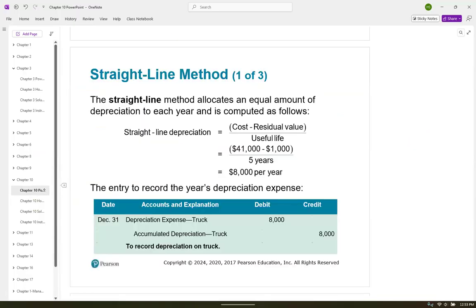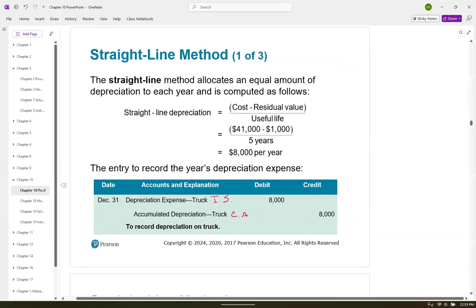So let's go over here because they show you the journal entry. Remember, I said the journal entry is going to be the same for every single one of these. Debit depreciation expense. Remember, that is an income statement account, and your accumulated depreciation is a contra asset, and it will be on the balance sheet. Okay. That's the journal entry.